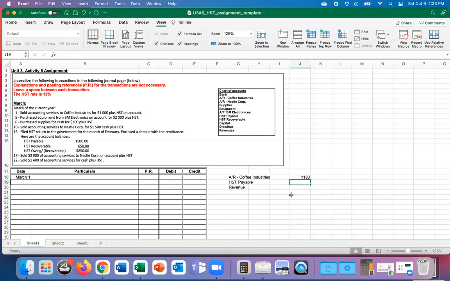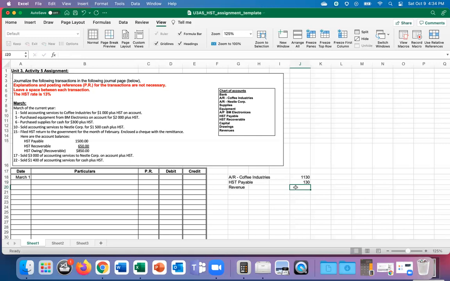The next question is, what are we going to be recording in our HST payable account? In this case, all we're recording there is how much tax we're holding off to the side to eventually give to the government. So since we charged the coffee industries $1,130, $130 of that, the tax, is going to go into our HST payable account. That's where we're going to record that. So it'll be $130 in our HST payable account.